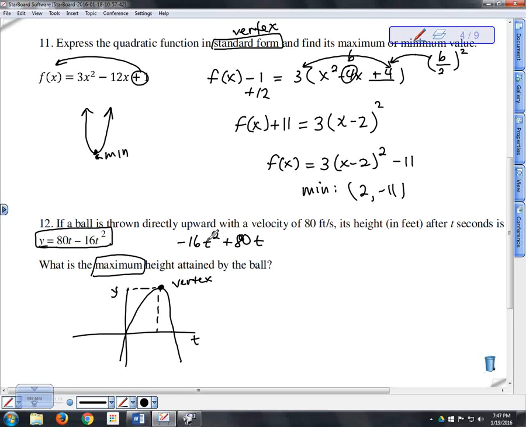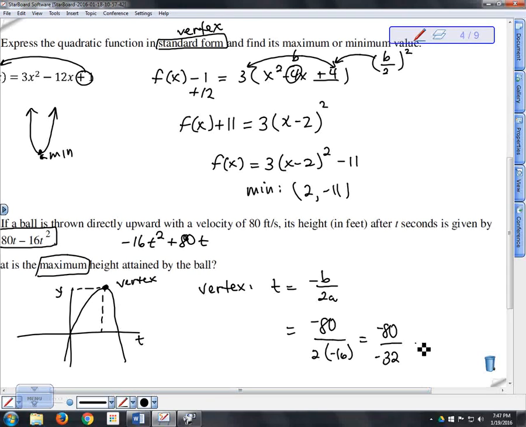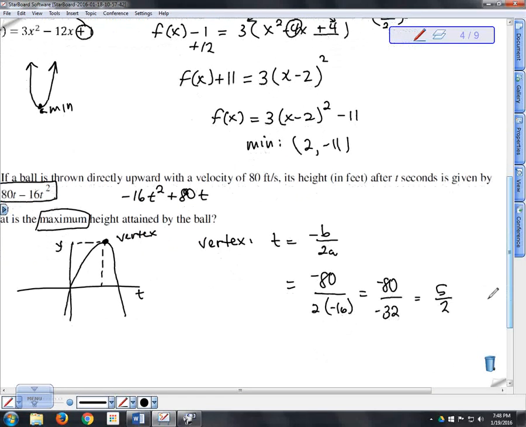So I'm going to go about this problem a little bit differently than problem 11. Rather than completing the square, I'm going to use the vertex formula. The vertex formula, in this case t equals the opposite of b divided by 2a. The opposite of b is negative 80. A is negative 16, so we have negative 80 over negative 32. And if you simplify this fraction to its most simple form, you're going to get 5/2, and that's 5/2 of a second, because t represents time in seconds.